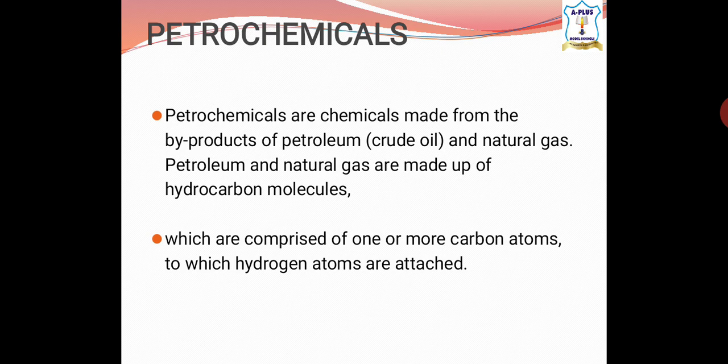Now let's go to petrochemicals. Petrochemicals are chemicals made from byproducts of petroleum, which is crude oil. It is made from what? Crude oil that we just explained, and natural gas. Petroleum and natural gas are made up of hydrocarbon molecules. They are made up of what? That means hydrogen and carbon molecules. And these molecules are comprised of one or more carbon atoms to which hydrogen atoms are attached. That means each of the carbon atoms has hydrogen atoms also attached to it.